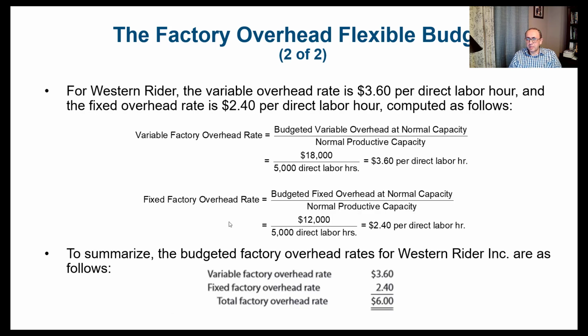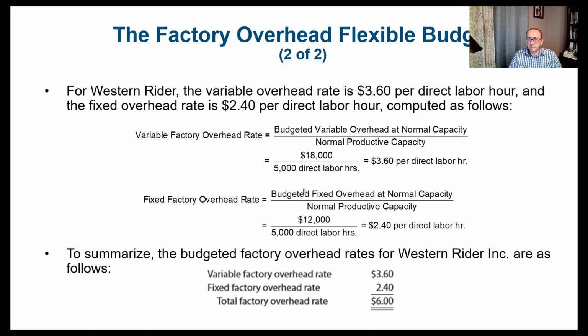So in this slide here, we can see that we have the variable factory overhead rate and we have the fixed factory overhead rate. How do we calculate the variable factory overhead rate? We get the budgeted variable overhead at normal capacity, which was given to us as 18,000. And we divide it by the 5,000 direct labor hours, and that turns out to be $3.60 per direct labor hour.